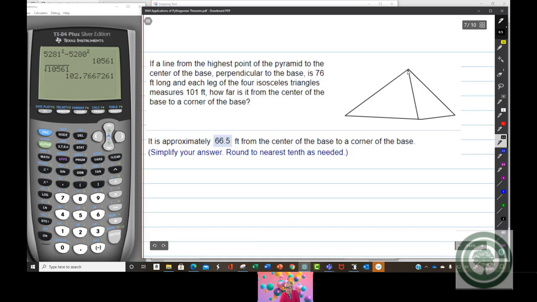All right, here we go. I'll read it. If a line from the highest point of the pyramid to the center of the base, you can't see the base because it's inside. But anyway, that straight line that's perpendicular to the base, that means it's standing up straight like that, is 76 feet long. And each of the legs, that's what they're calling these, is 101 feet. So we have 101 feet and 76 feet. Now what they want to know is, what is this distance right here?